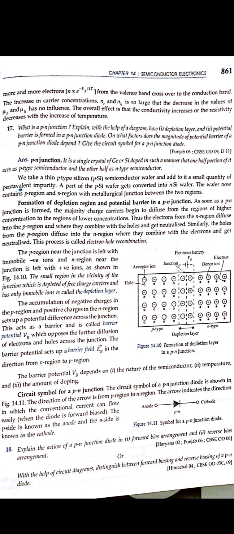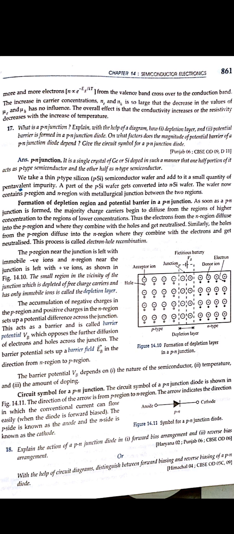And this is the symbol you can see below. The dark side shows you the p-type semiconductor, and the line shows you the n-type semiconductor. This shows you the unidirectional flow of the electrons. This is only due to the flow in one direction, not on the other side.